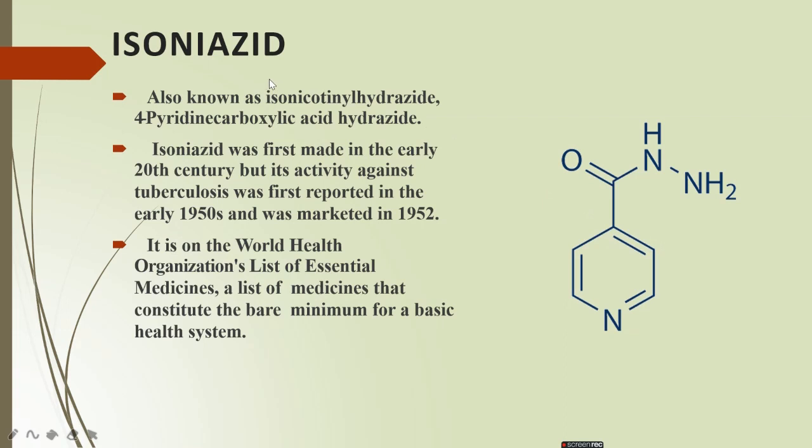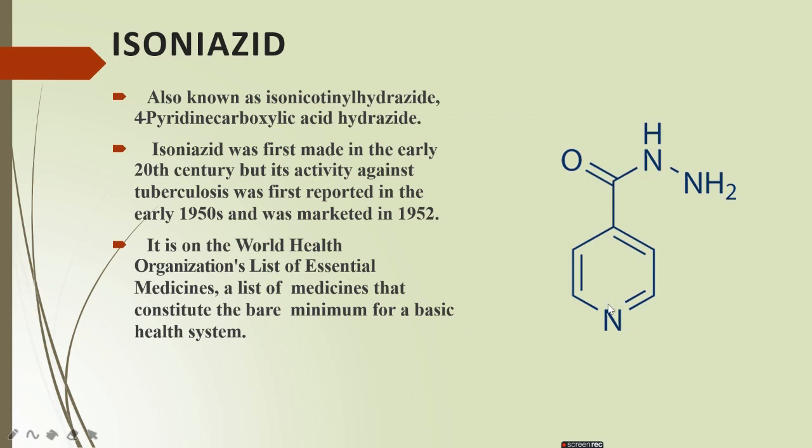Isoniazide, this is the drug called isoniazide. It is also named isonicotinyl hydrazine, and the short form is INH. It is also known as isonicotinyl hydrazide, 4-pyridine carboxylic acid hydrazide. It was first made in the early 20th century, but its activity against tuberculosis was first reported in the early 1950s and it was marketed in 1952. It is on the World Health Organization list of essential medicines, a list of medicines that constitute the bare minimum for a basic health system.